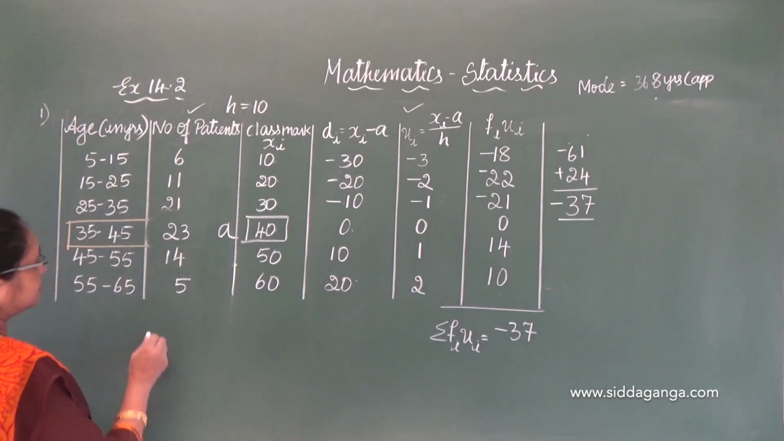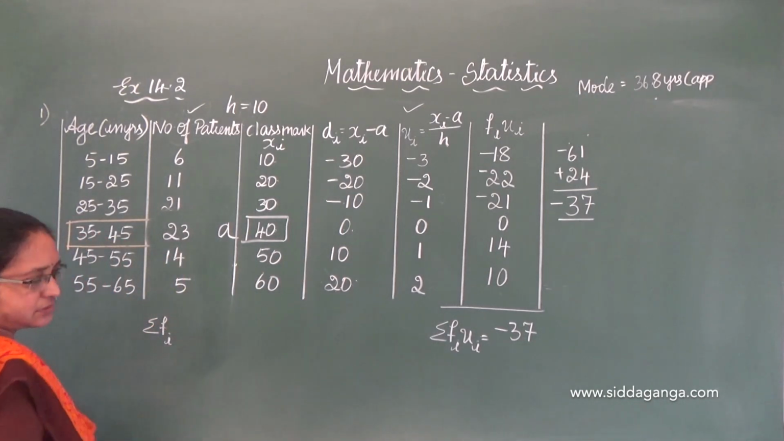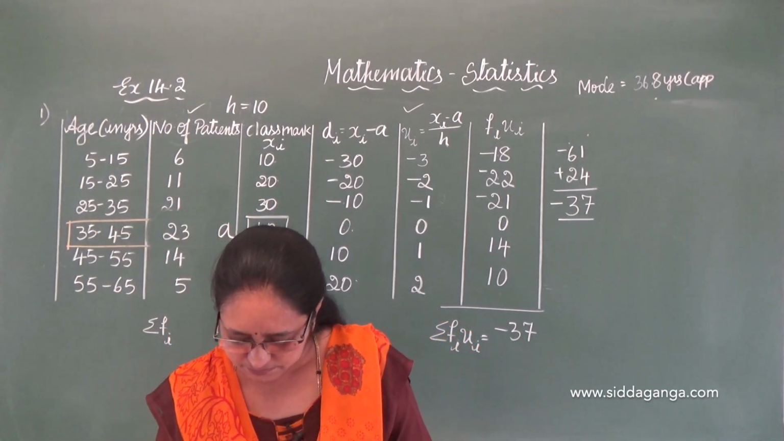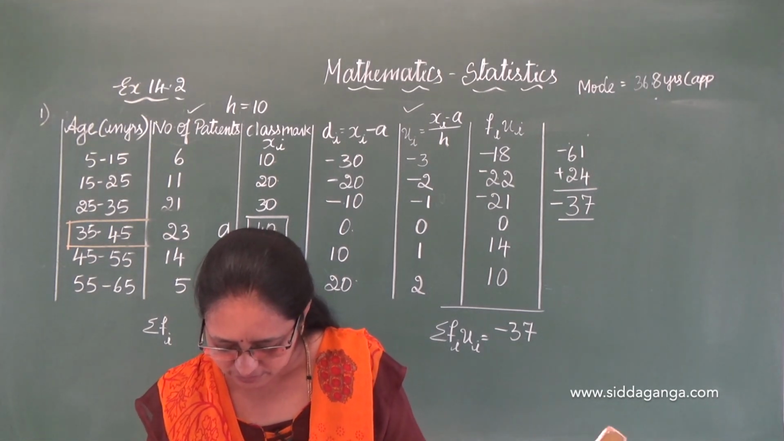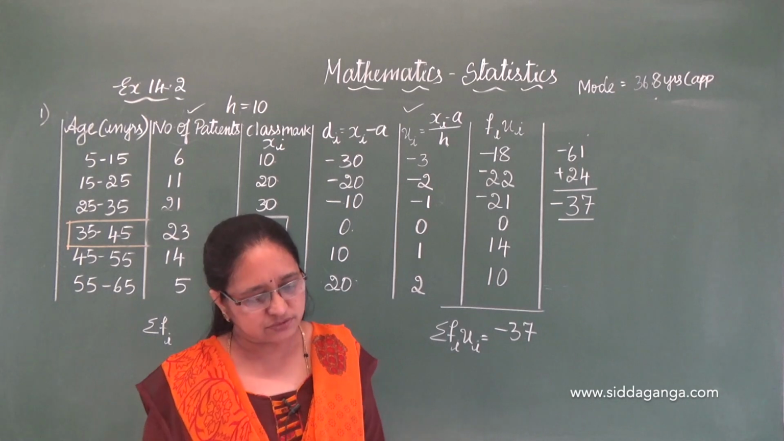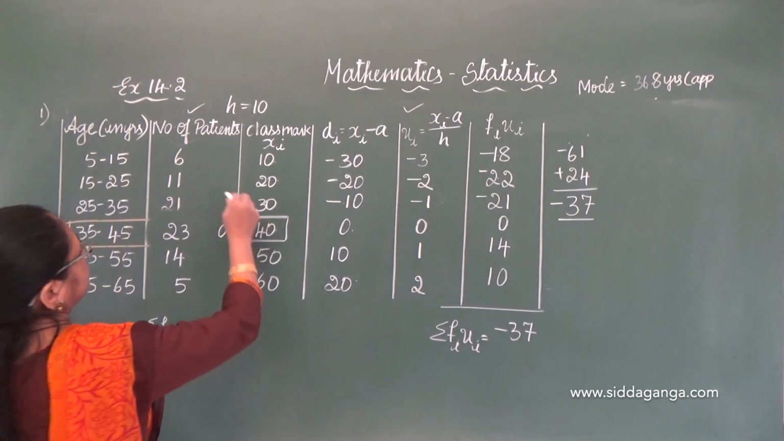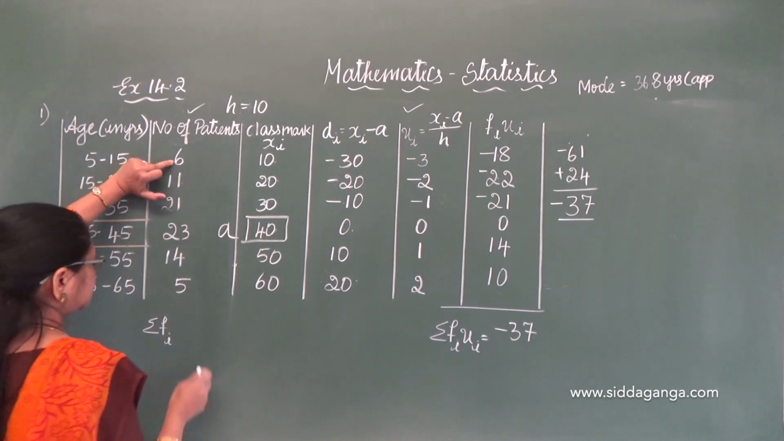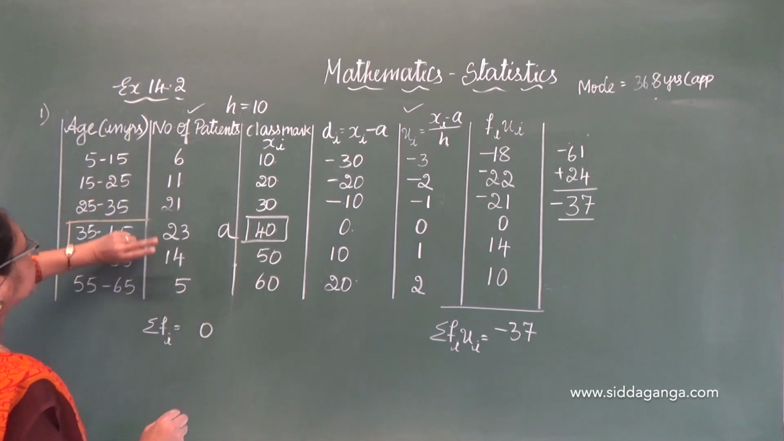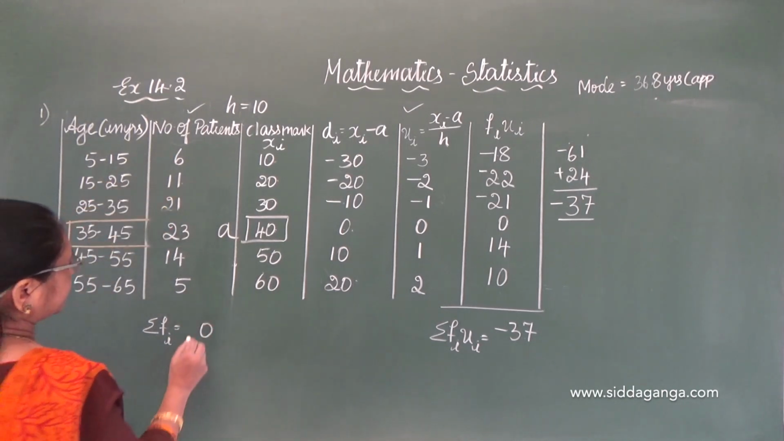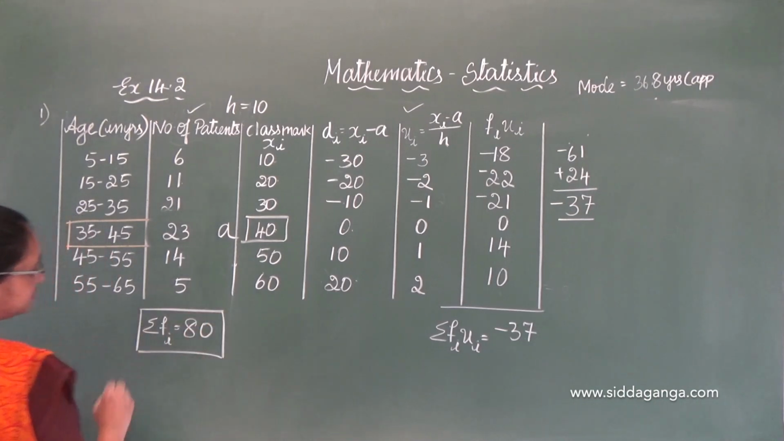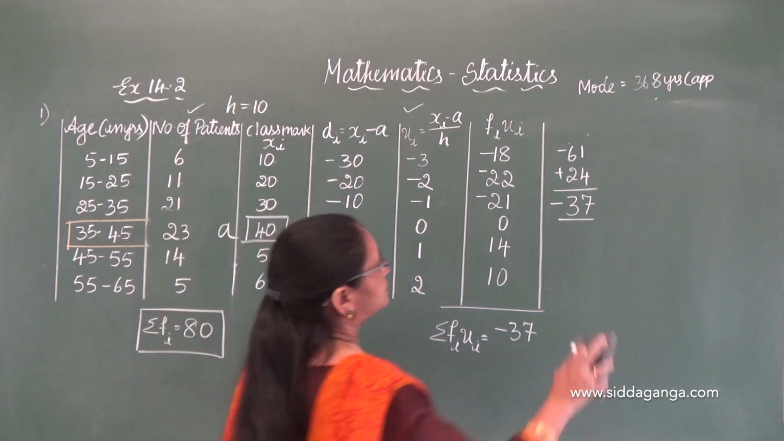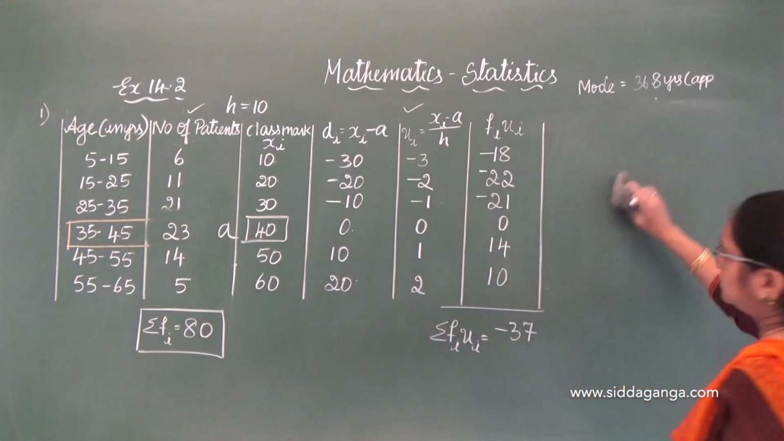And what about sigma fi? They have not given it in the question, so you can find it out: 6, 9, 10, 11, 12, 13, 14 plus 6, 20, 26, 7, 8, 80. So sigma fi is 80. Now you all know the formula to find the mean.